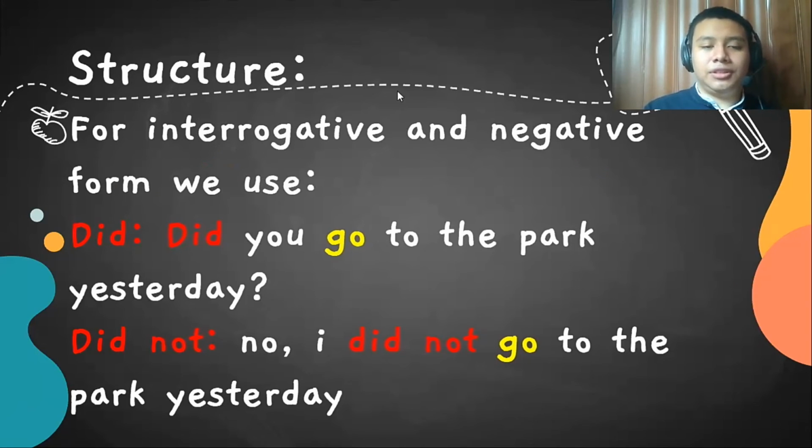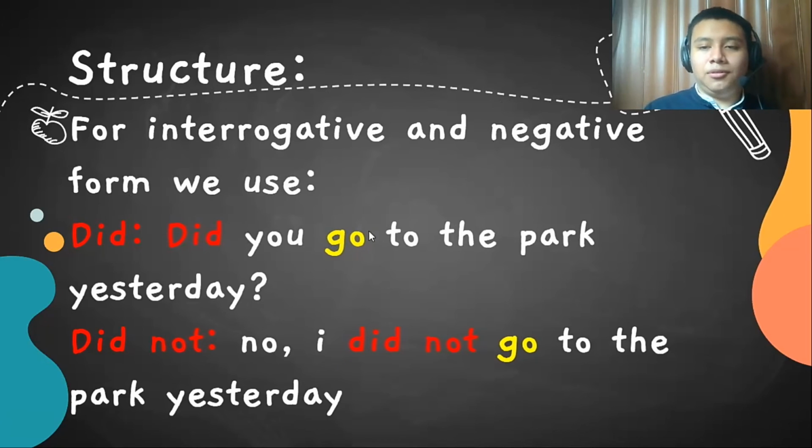There's also the structure for the interrogative and the negative form of the simple past tense. For example, if you want to ask someone about something that already happened, you start with the past form of the verb do, which is did. Did you go to the park yesterday? Notice that when we use the interrogative form, since we are using the past form of the verb do, the next verb does not change. You keep it as it is.